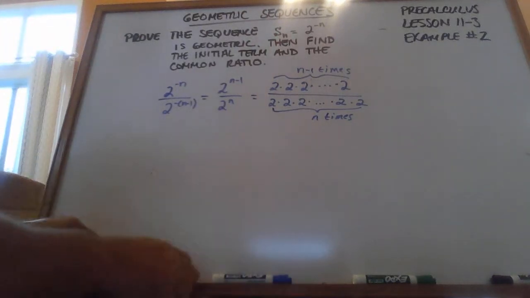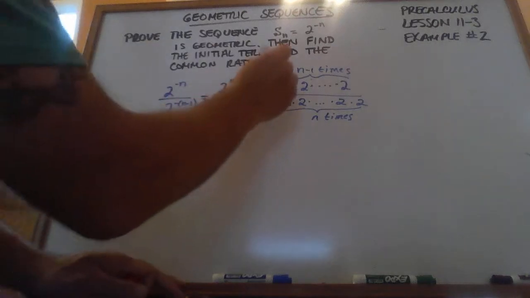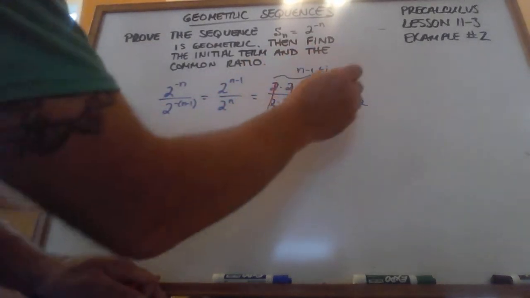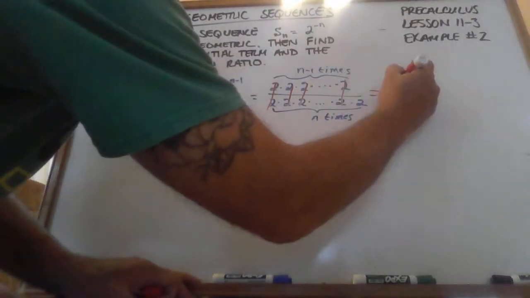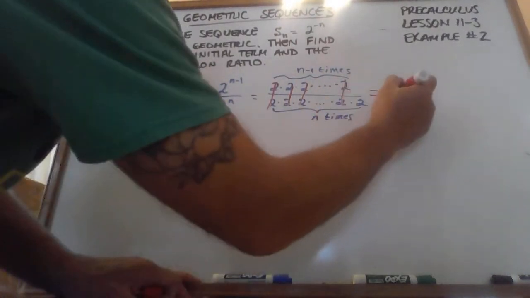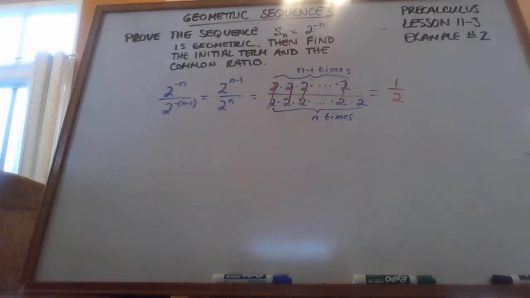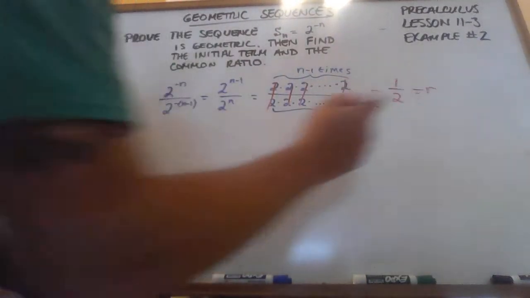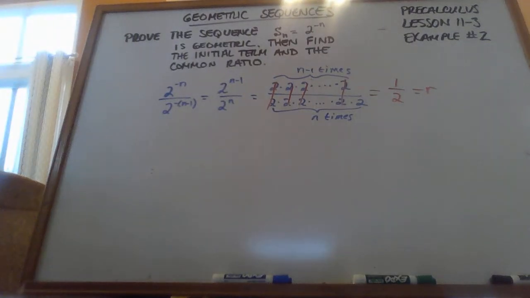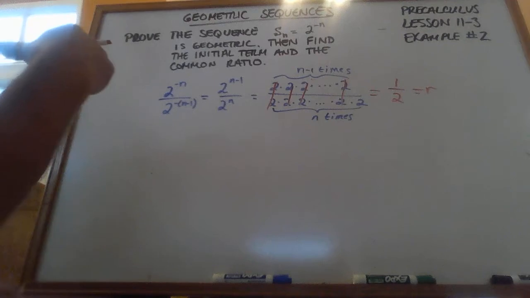So now if we think about what happens in this fraction, these will cancel, these will cancel, these will cancel, everything in the middle will cancel, and I'm left with 1 on the top and 2 on the bottom. And there's no variable, so that means that that's a common ratio. That's R. I'm sorry, my common ratio is 1/2.